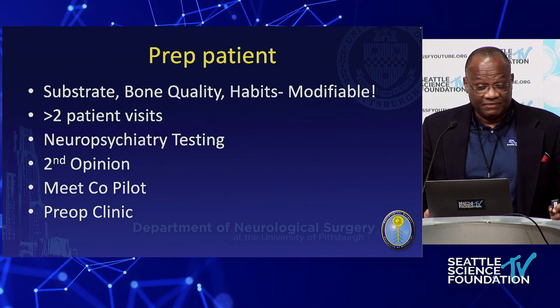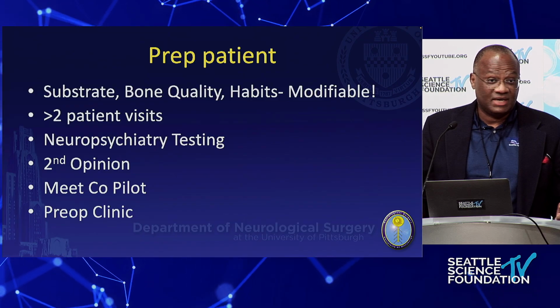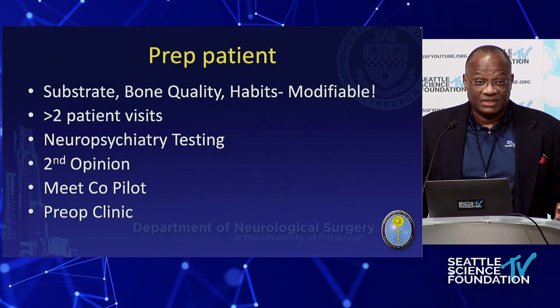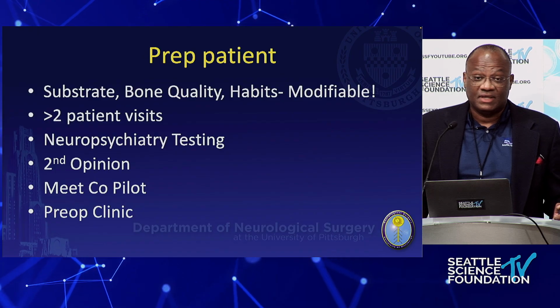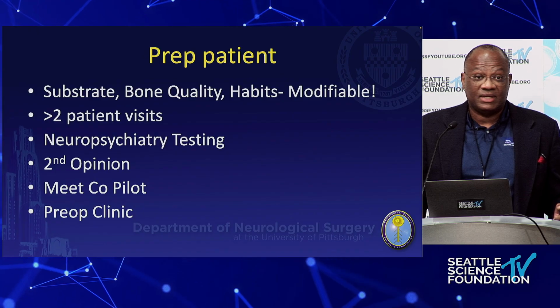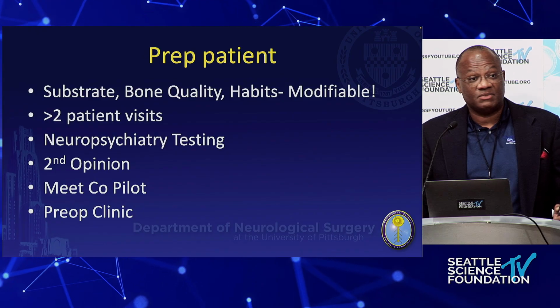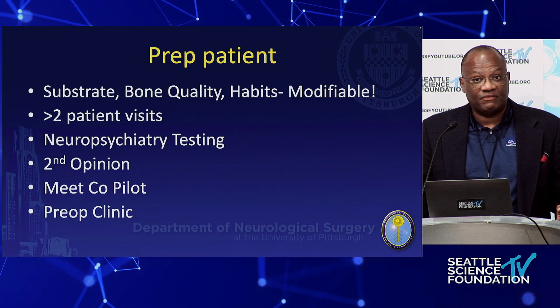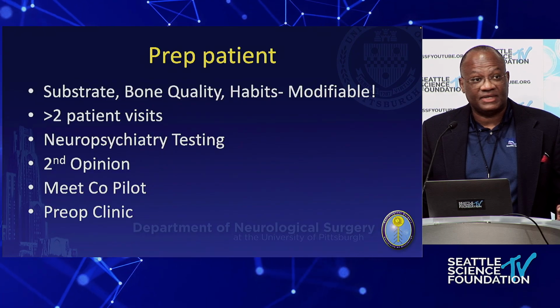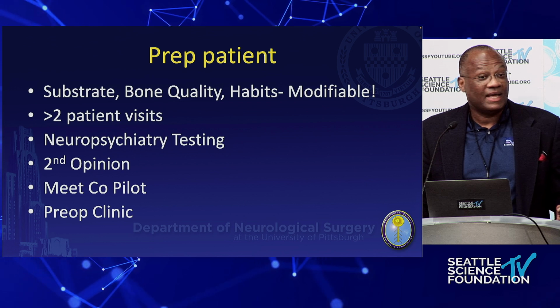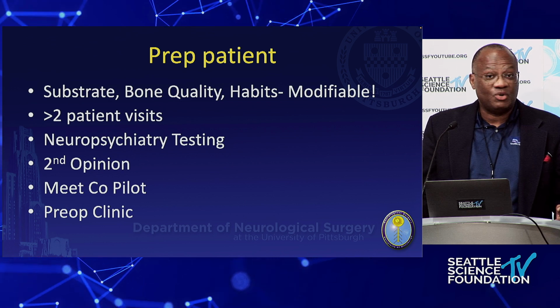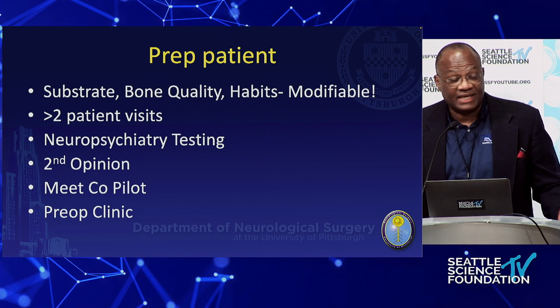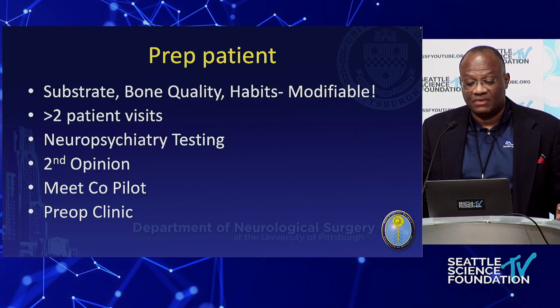I've had somebody wait 6 months with a chin-on-chest deformity just because I needed to get them appropriate early disease-modifying medications before we started any deformity surgery. It's not a bad idea for people to have neuropsychiatric testing even before you start. Get them a second opinion. Meet your co-pilot. Have a pre-op clinic. That's not yourself and the PCP alone.